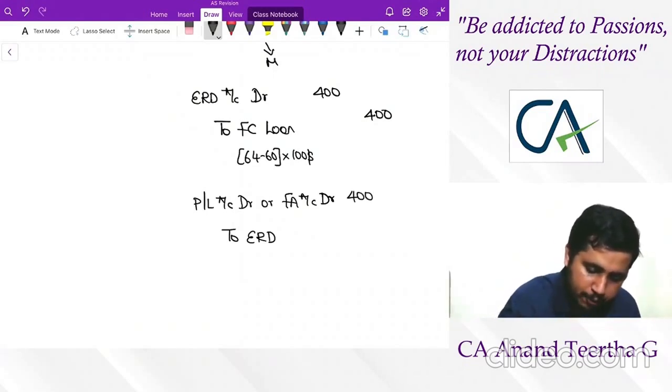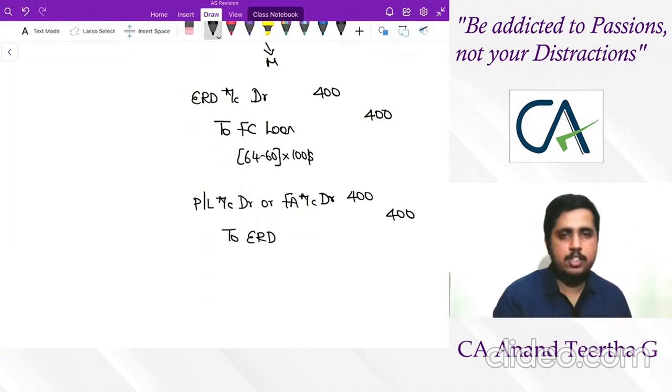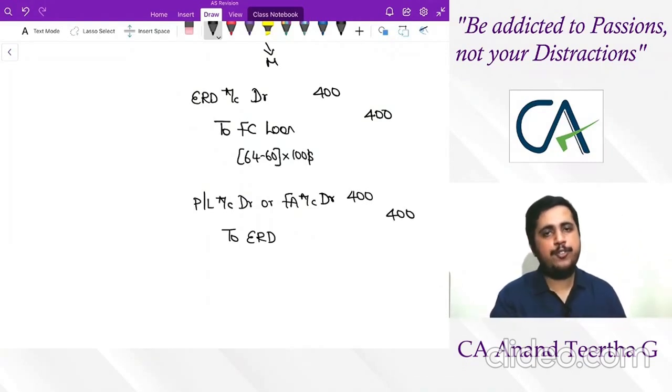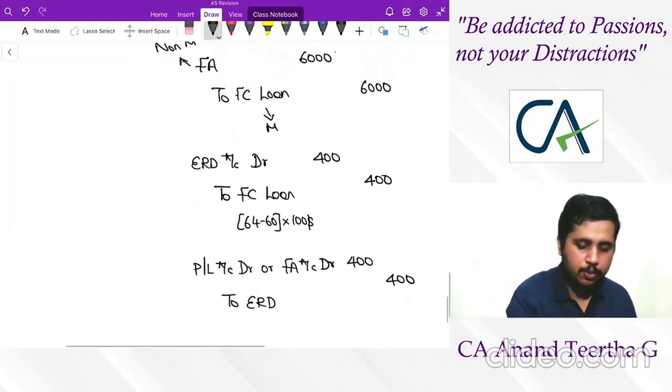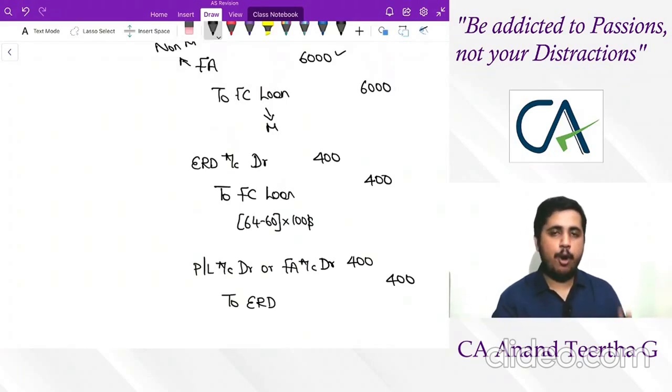400. If you shift it to P&L, then P&L will show a loss of 400. If you shift it to the cost of the asset, now the cost of the asset gets restated to 6400. Okay, the point to be remembered is that this option can be chosen for every asset. It's not like class of asset, as in AS10. Every asset they can choose this particular option, but once an option is chosen, it can never be reversed.